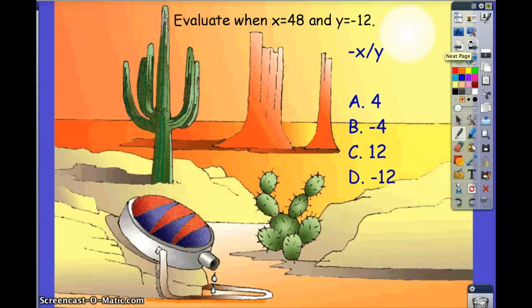Evaluate when x equals 48 and y equals 12. So you've got a negative x, so that's going to be negative 48 divided by a negative 12. So your answer in this case, since the signs are the same, your answer will be positive, and 48 divided by 12 is 4. So your correct answer would be A, positive 4.